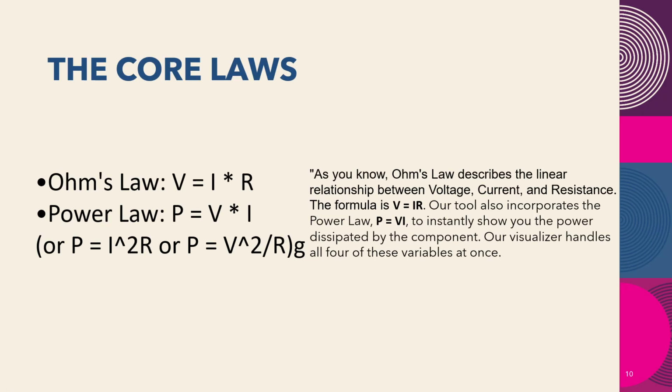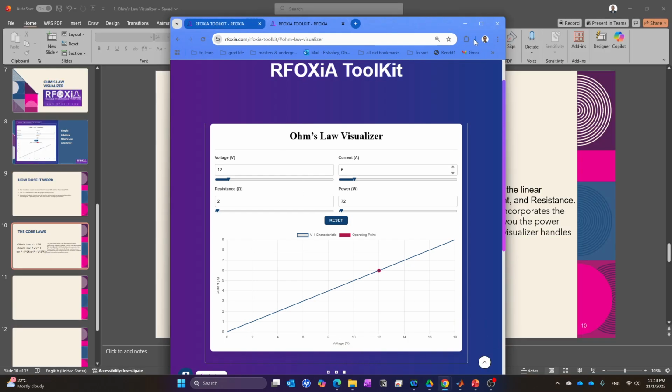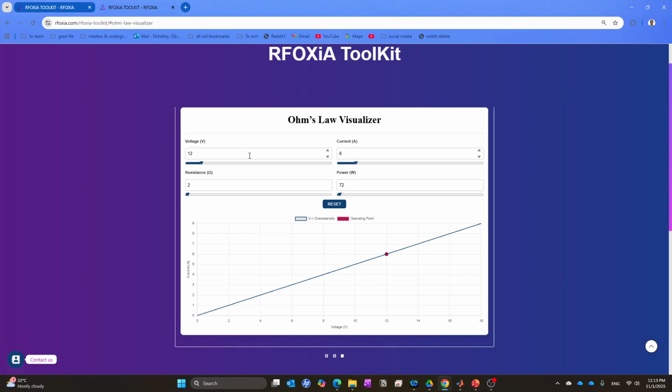Opening the calculator, shown here. And as we mentioned earlier, if we input the relationship between the voltage and current, we can find the resistance. We can also notice that the resistance is actually the slope of this line, the slope of the relationship between the voltage and current.